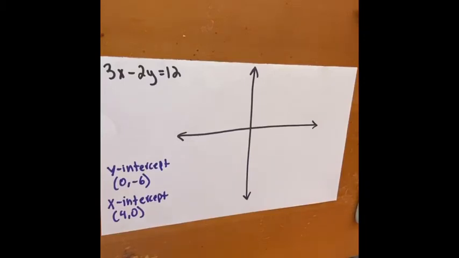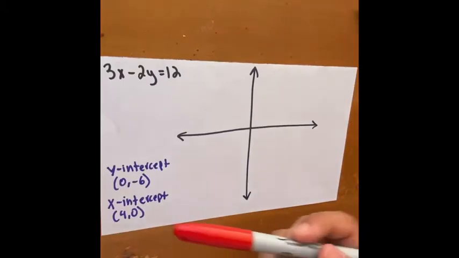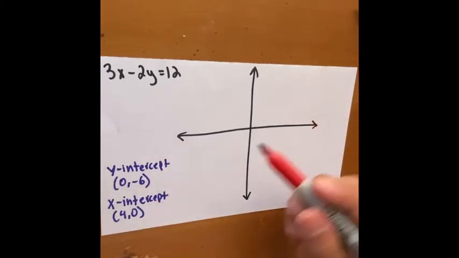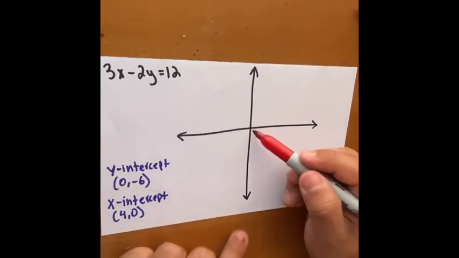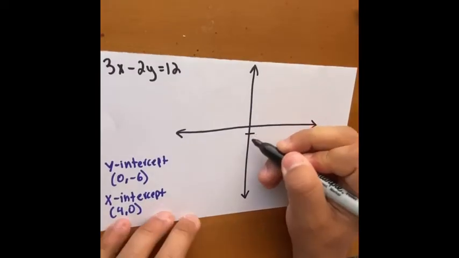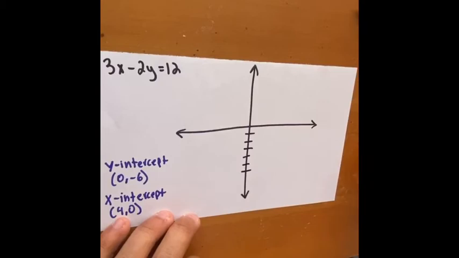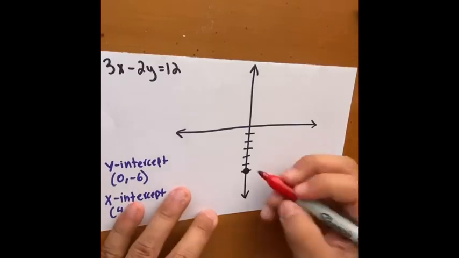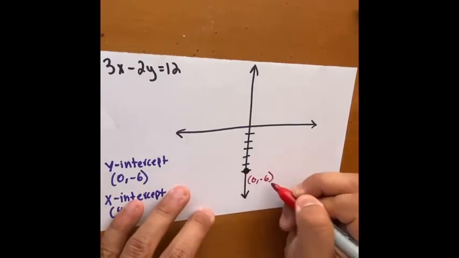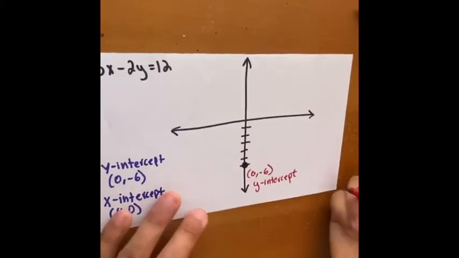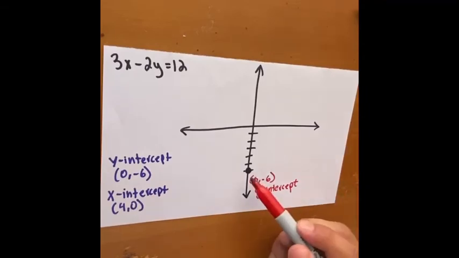Now that I have my y-intercept and my x-intercept, I'm going to go ahead and plot them on my coordinate plane. So my y-intercept of 0, negative 6, I'm starting at the origin at 0, and I'm going down 6 units. So down 6, 1, 2, 3, 4, 5, 6. My point is right here. That's my y-intercept of 0, negative 6. It's my y-intercept because this coordinate point lies on the y-axis.